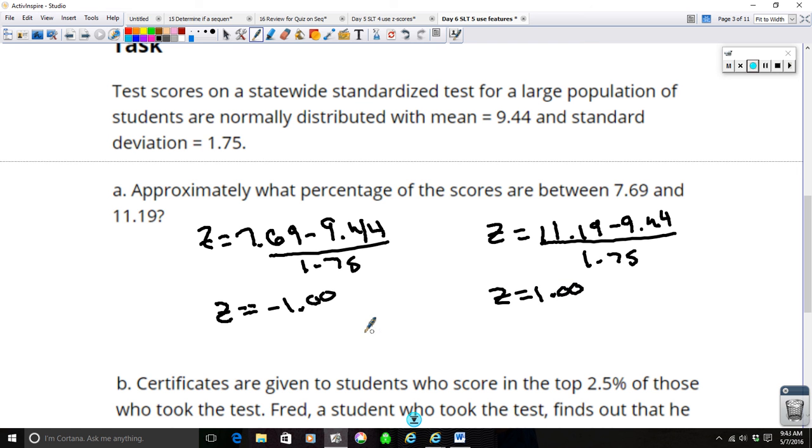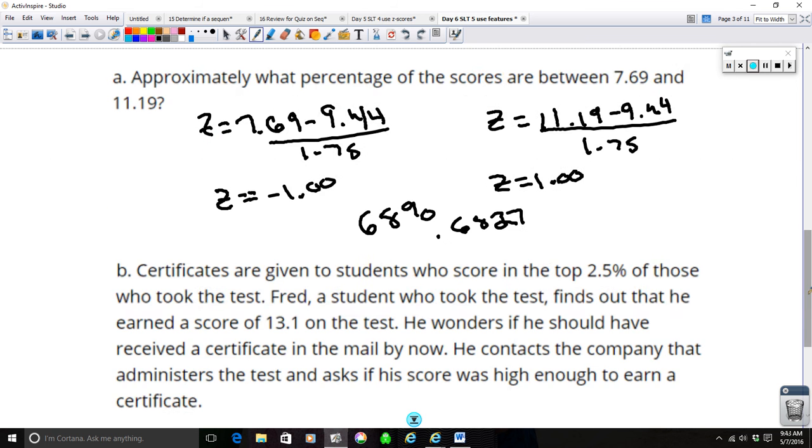So percentage of scores between -1 and +1, you don't even need the normal distribution table, the z-score table, or normal CDF for this, because you know within one standard deviation of the mean is 68%. So it should be 68%. If you use the table or a calculator, it's 0.6827. But you're good with that 68, 95, 99.7 rule, so you can go ahead and do that.